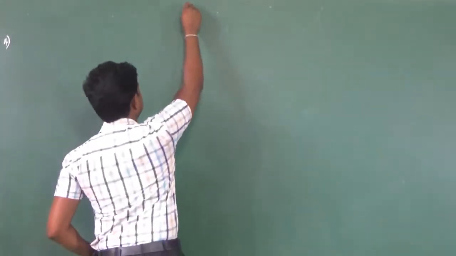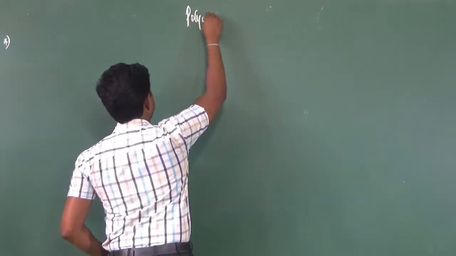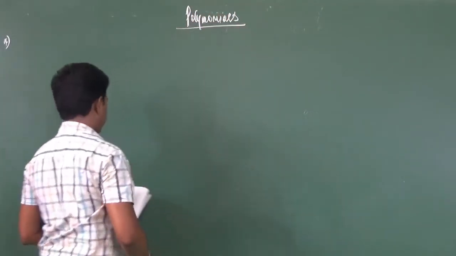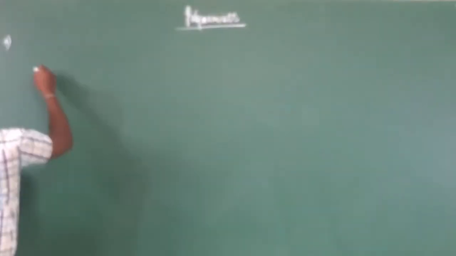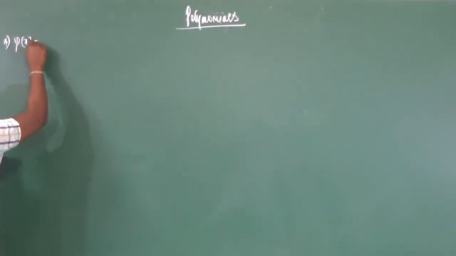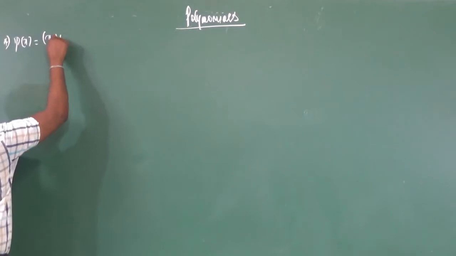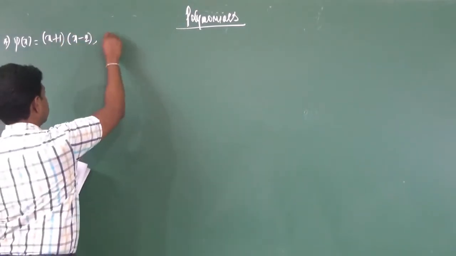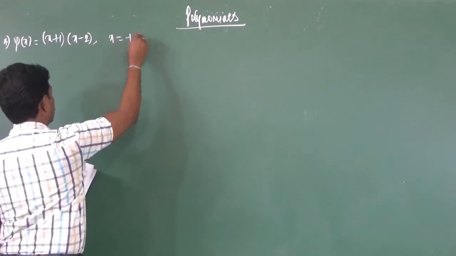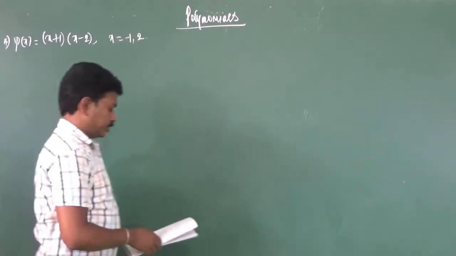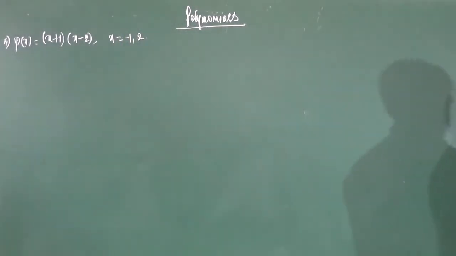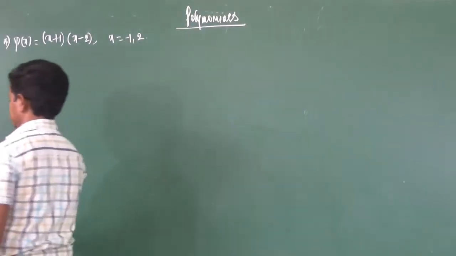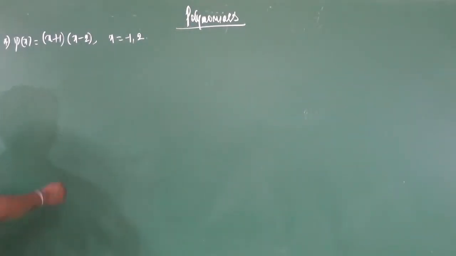We go to the fourth problem. P of x is equal to x plus 1 into x minus 2, where x is equal to minus 1, 2. For this we have to check whether minus 1 and 2 are the zeros of this polynomial or not. Let us check it out. It may be asked in your examination for 2 marks.